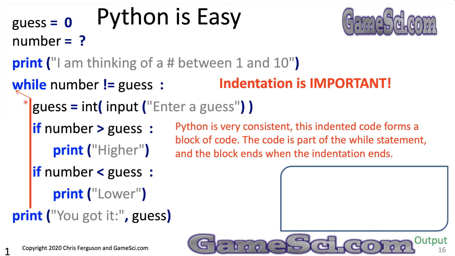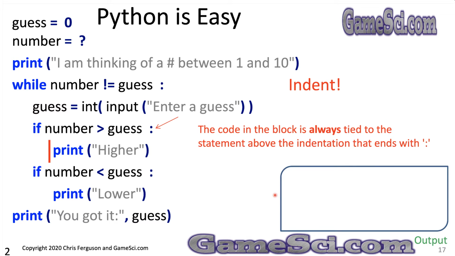Again, I drew the vertical line to show you that all of this code on the other side of the vertical line is indented to the same amount or a little bit more. This means this forms a block of code. This block of code is attached to the line above it, this while loop right here. The code in the block is always tied to the statement above the indentation that ends with a colon. Now see that colon right here? After every colon, you'll notice that Python gets indented. And whatever's indented, whether it's 1 line of code or 6 lines of code, is tied to this if statement right there. This is the block that will execute if this is true.